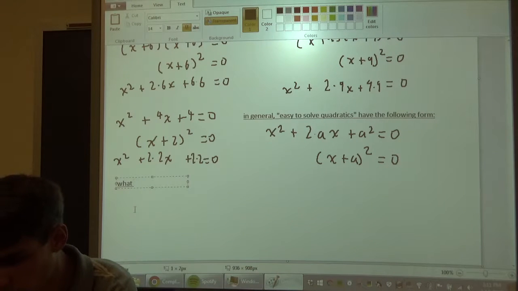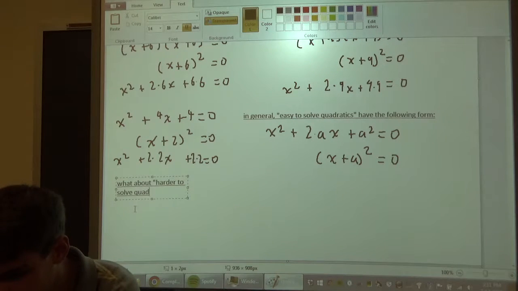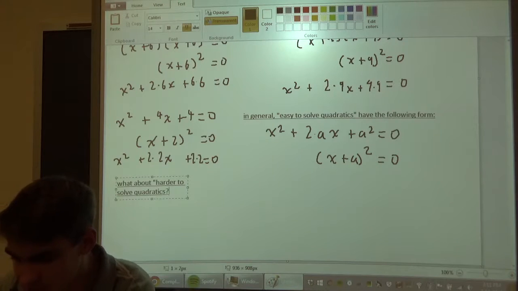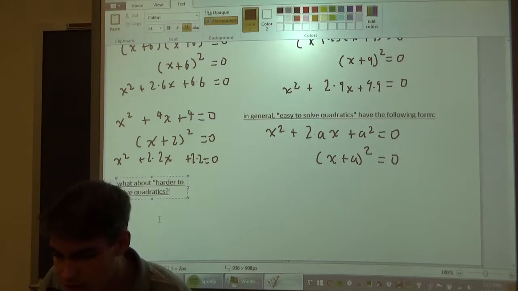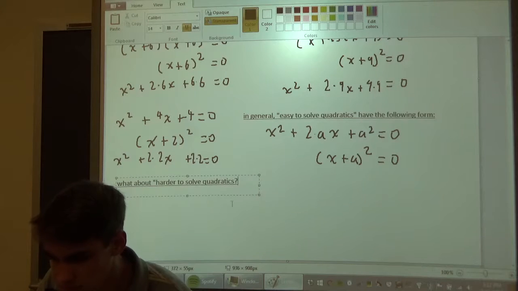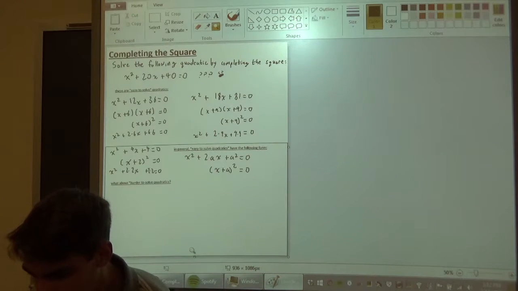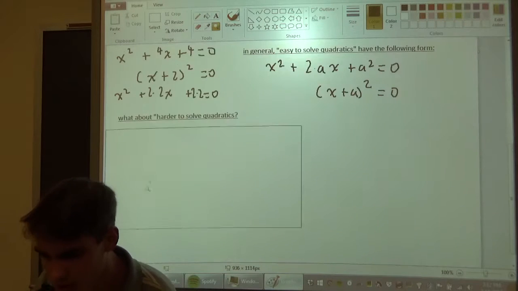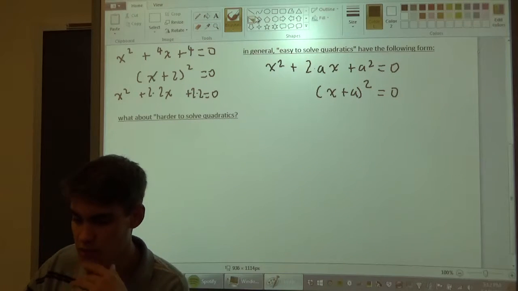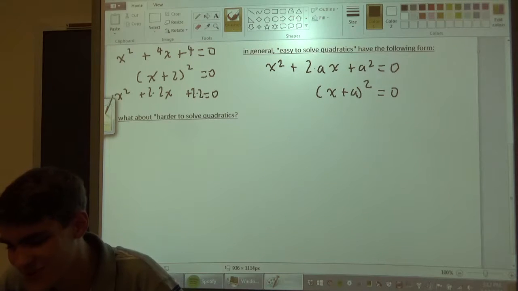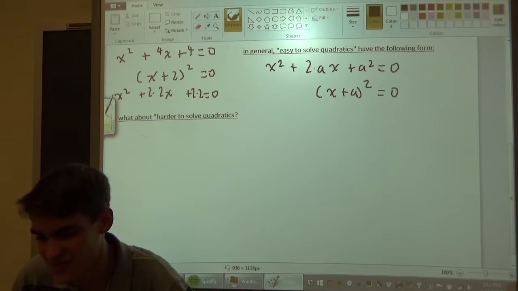I'm going to write, what about "harder to solve" quadratics? I'm using quotations, so I should be consistent with that. Okay. What about harder to solve quadratics? Let me give myself a little bit more space here. A lot of math about to go down here. Not too much, a manageable amount. So, what about harder to solve quadratics?